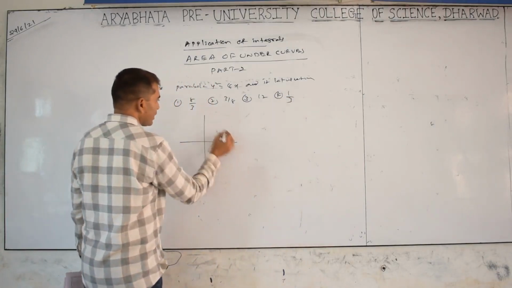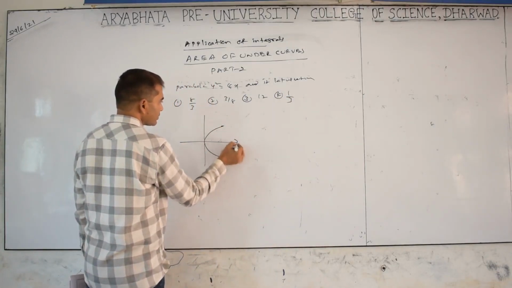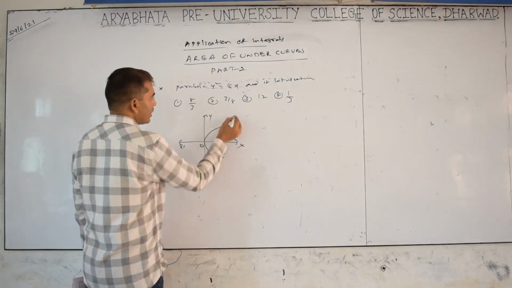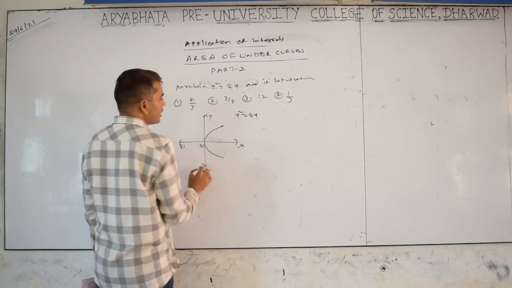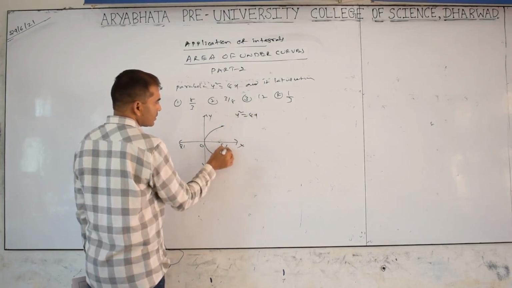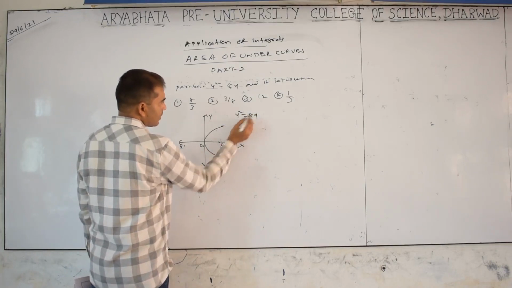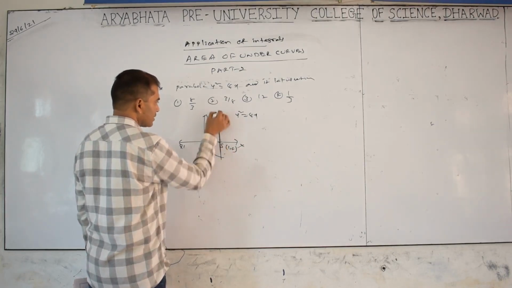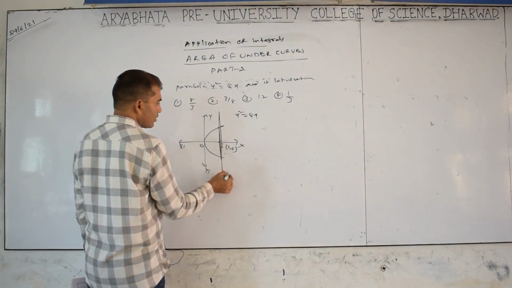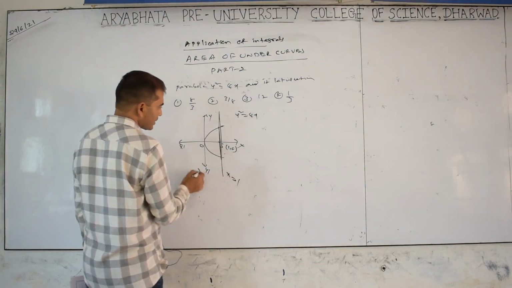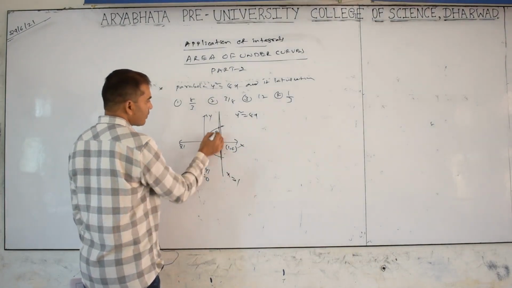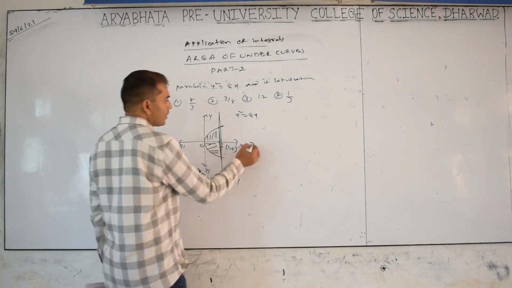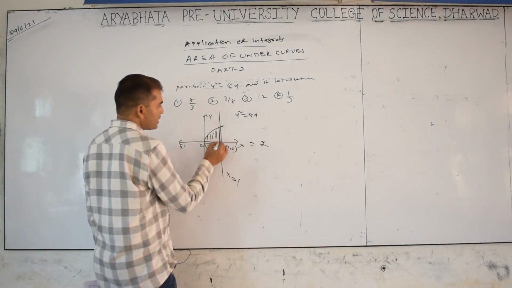This is y square equal to 4x. Latus rectum: here the focus is (a, 0), so (1, 0). This is the length of the latus rectum. X is equal to 1 is the latus rectum, and here x is equal to 0. So this area we should find. This and this both are same, so multiply by 2 and find this area.